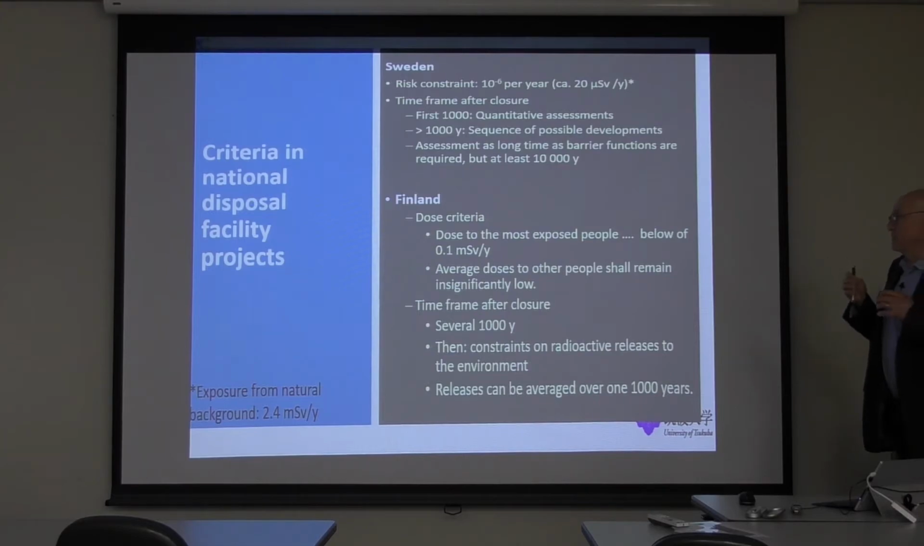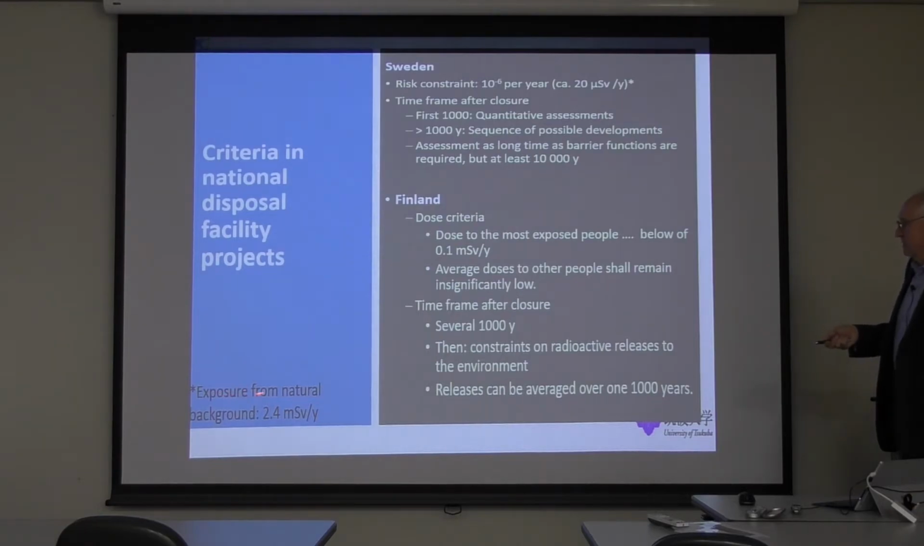Let us look for some criteria in national disposal facility projects. There's, for example, Sweden, which is currently undergoing licensing. There's a risk constraint of 10 to the minus 6 per year, and this is approximately equivalent to an annual dose of 20 microsievert. For comparison, the exposure from natural background is about 2.4 millisievert per year, so this is about 1% of the natural exposure.